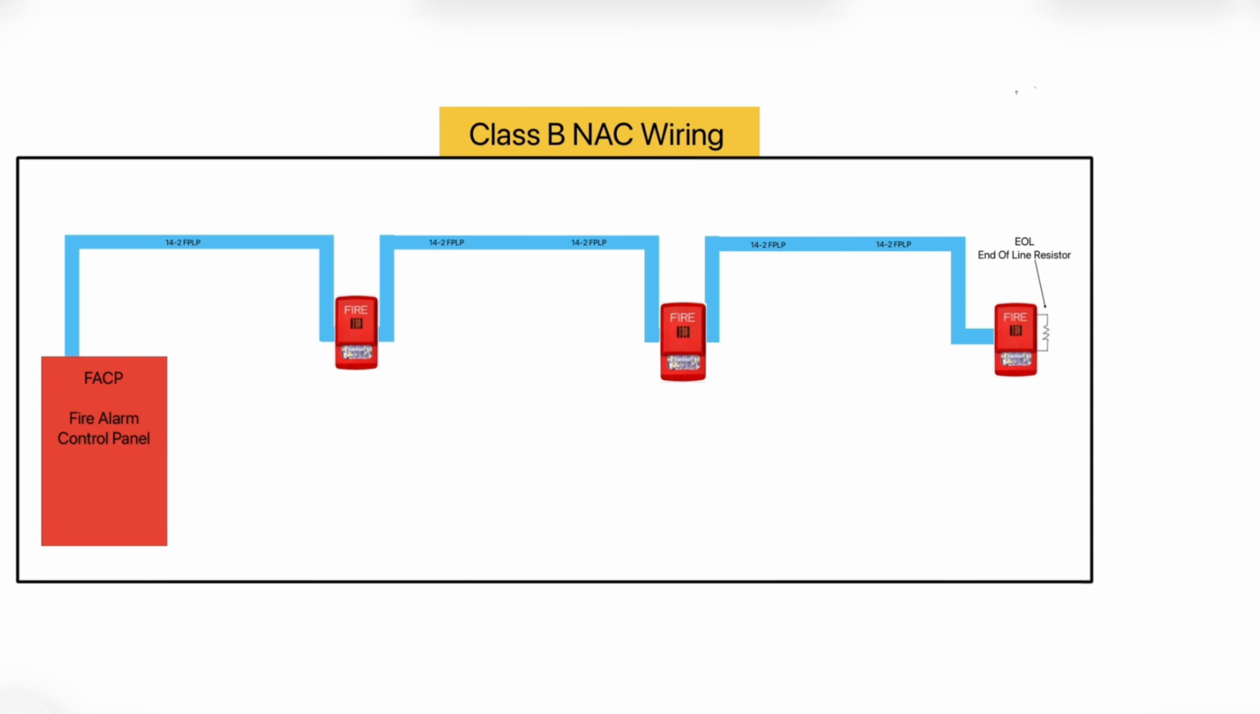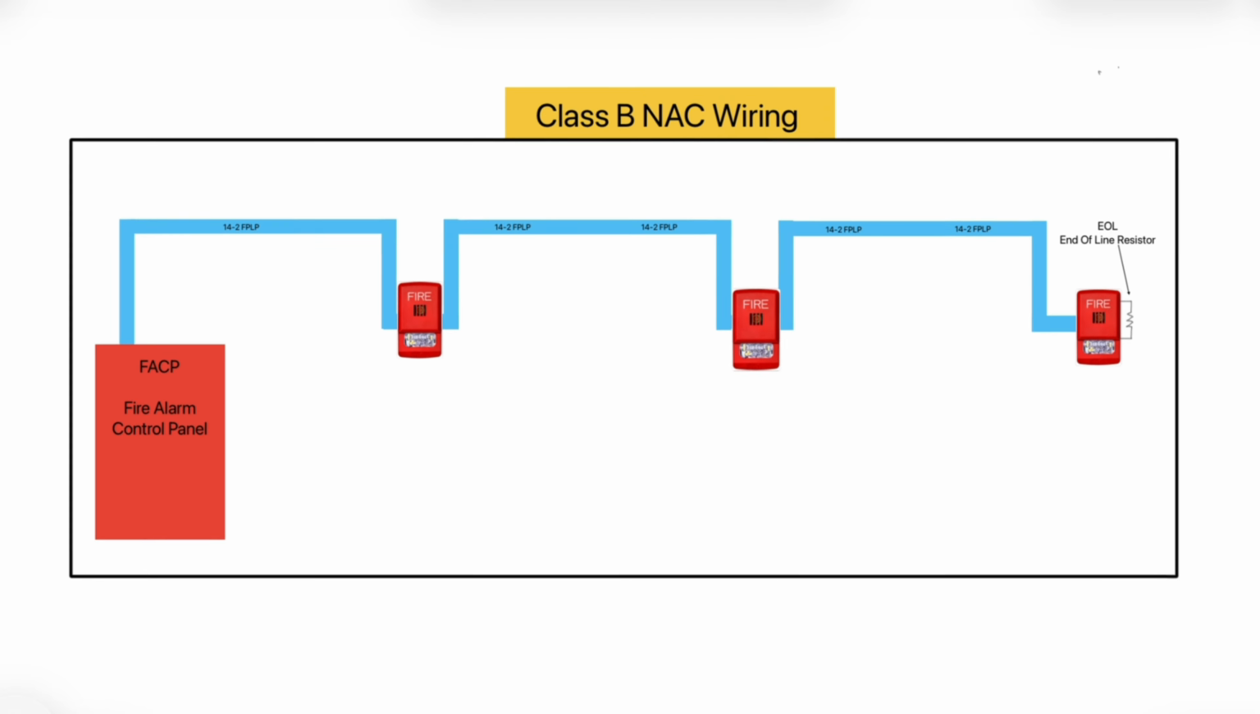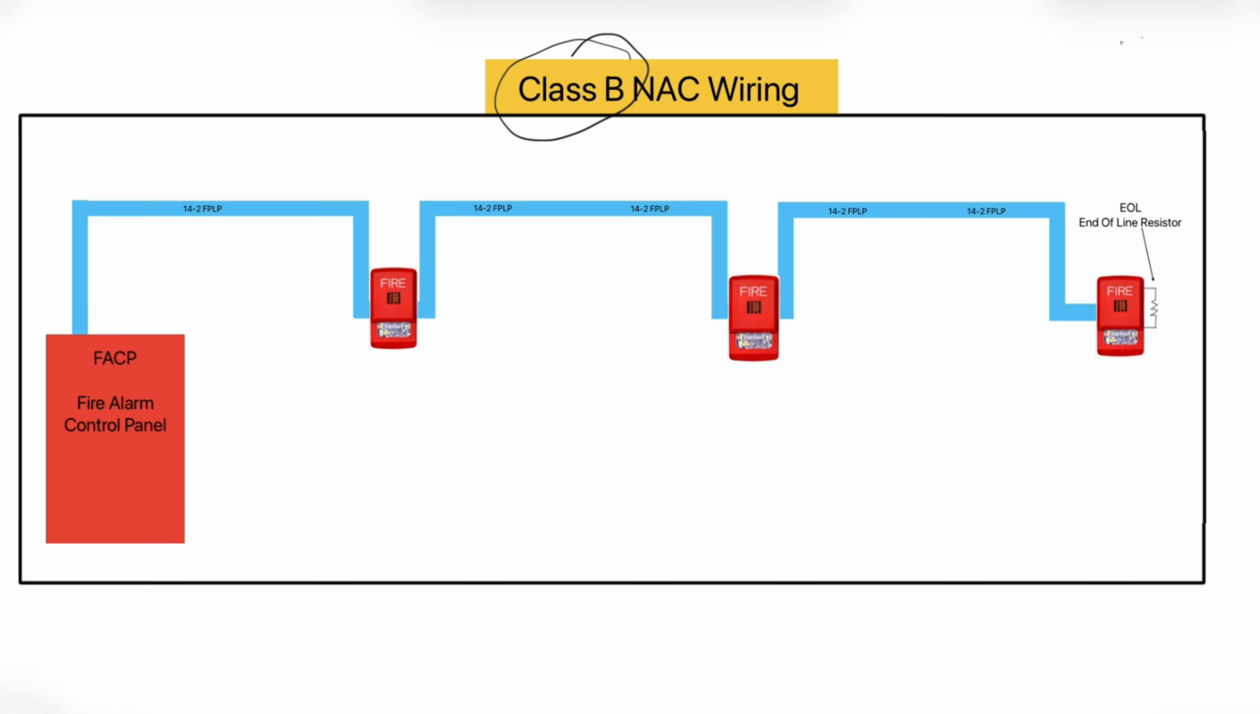Part 1. NAC Wiring Methods. First off, we'll talk about the two NAC wiring methods. The first is known as a Class B circuit.